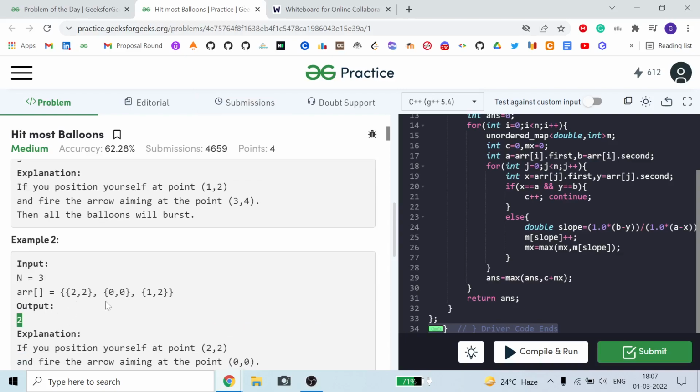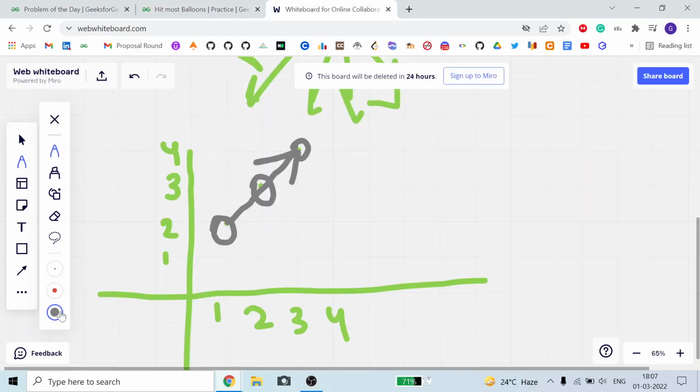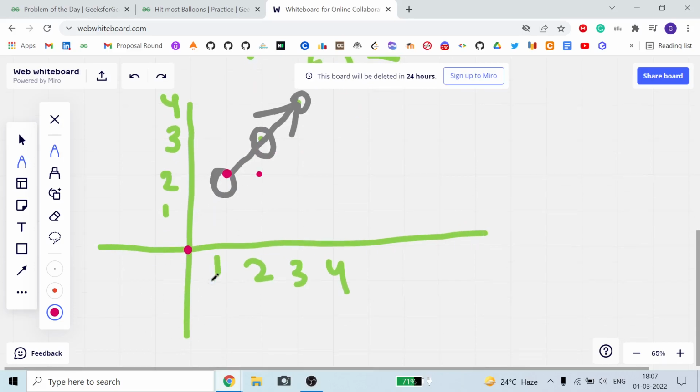Here the output is equal to 2. Why? The input is 2 2 0 0 1 2, that is, 0 and 0, 1 and 2, 1 and 2. So how many balloons can you fire? If we fire this and this, then two balloons. In another direction I will always get one as the answer, because I can only burst this particular balloon. So from here I can burst this balloon, and in any other direction I will only burst this particular balloon. The maximum answer is two, so maximum two balloons I can fire here.